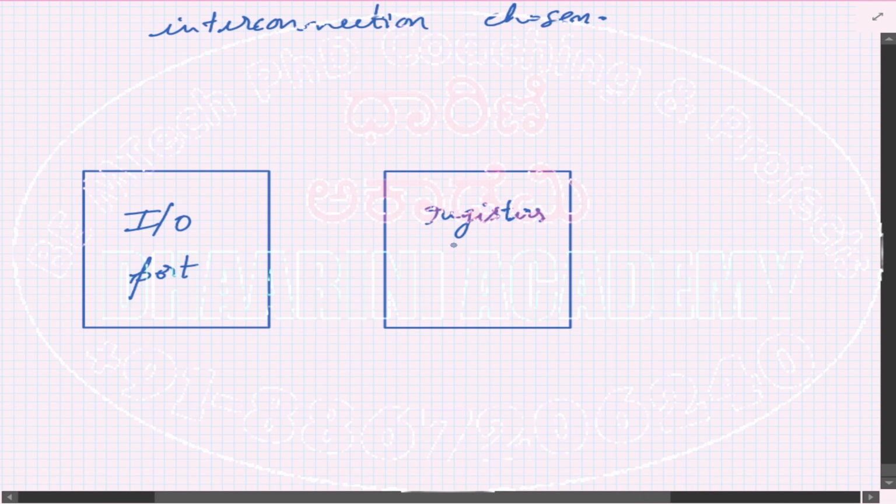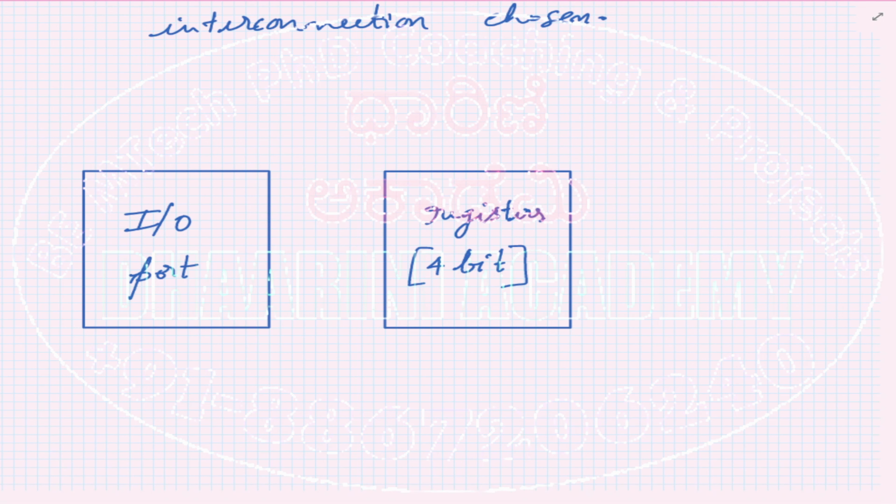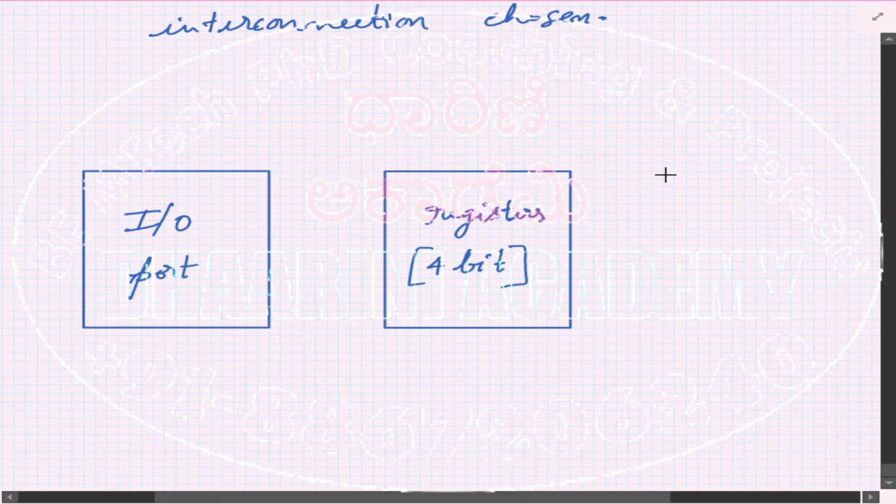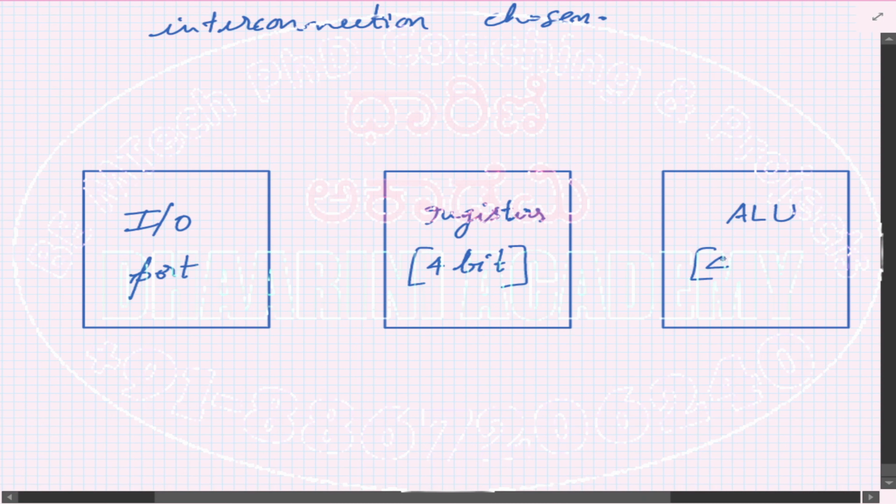Registers are used for storing the data. Since we are very specific about this design that we are going to use only 4-bit, each register is of size 4-bit. Next to that we need an ALU, arithmetic logical unit, which performs all the arithmetic and logical operations. So this will be the ALU. Again, we are very specific, and hence we use 4-bit.